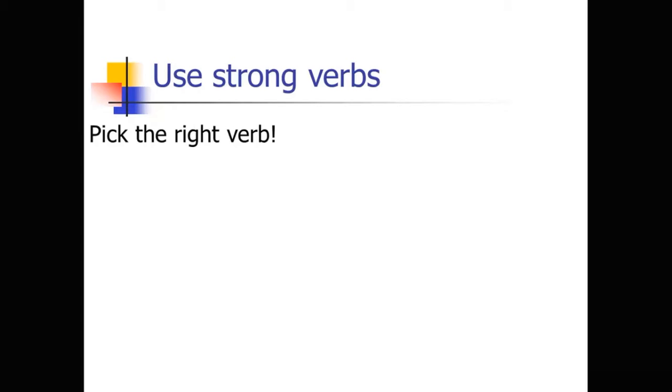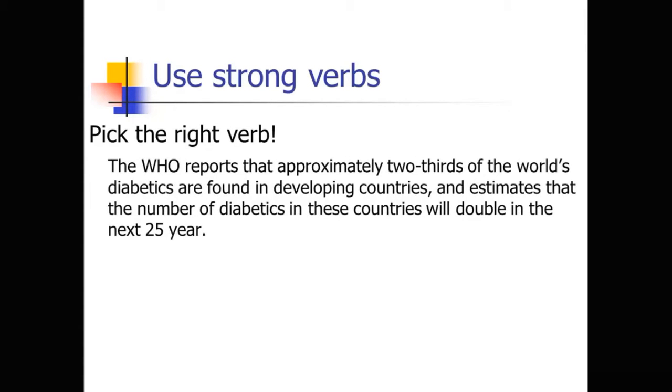So I want to really encourage you to try wherever you can to put in really great verbs. That means you should always pay attention and focus on picking the right verb. So sometimes there are instances where you could pick any old verb, but try to find the absolute best verb. So here's an example. It's a perfectly fine sentence. It says the WHO reports that approximately 2/3 of the world's diabetics are found in developing countries and estimates that the number of diabetics in these countries will double in the next 25 years. So we have two verbs in the sentence. We have reports and estimates, and they're perfectly fine, but we can do a little bit better by being really specific with our verbs.